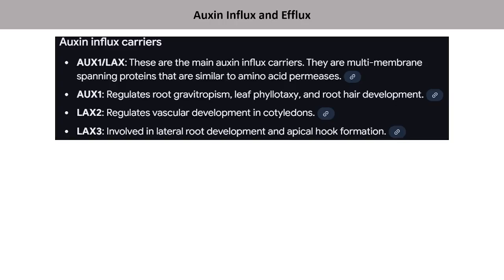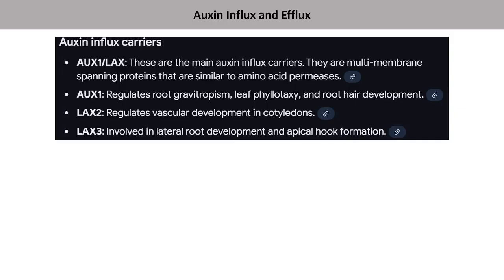Now, what are the different kinds of carriers of auxin influx? So there is one which is called AUX1, also called LAX. So these are the main auxin influx carriers, and they are multi-membrane proteins which are similar to amino acid permeases, which basically help allow the auxin to come inside the plant cell. Then there is another, which is called AUX1, which regulates root gravitropism, leaf phyllotaxy, and root hair development.